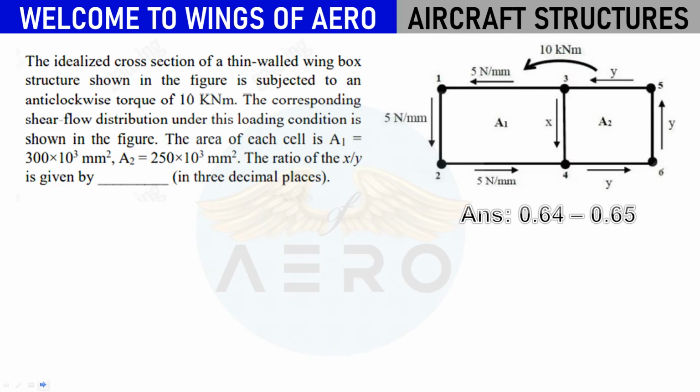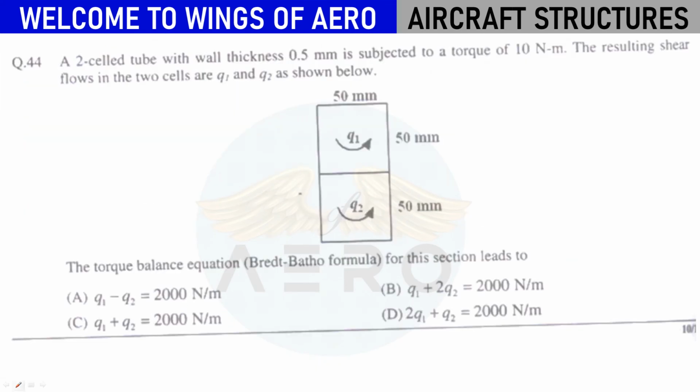All right, now moving to another different kind of problem. This is a very easy problem they have asked. They have given a 2-cell tube with wall thickness given, which is subjected to a torque of 10 Newton meter. The resulting shear flows in the two cells are Q1 and Q2. So here one torque has been applied, capital T, which is 10 Newton meter. They have given the dimensions of the cell.